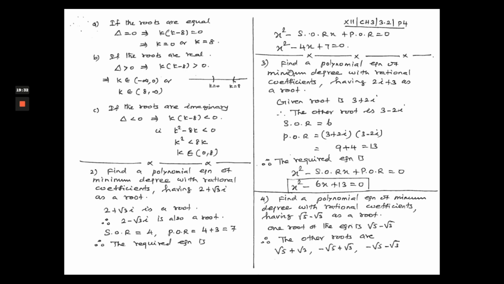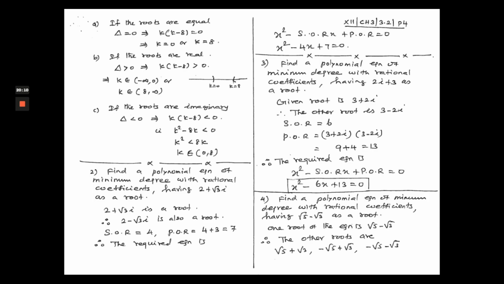Third sum. Find a polynomial equation of minimum degree with rational coefficients having 2i plus 3 as a root. Given 2i plus 3, I will write it as 3 plus 2i. Given root is 3 plus 2i. So its conjugate, 3 minus 2i, is also another root. So their sum is 6. Their product is, sorry, 3 squared plus 2 squared. 3 squared is 9, 2 squared is 4. 9 plus 4 is equal to 13.